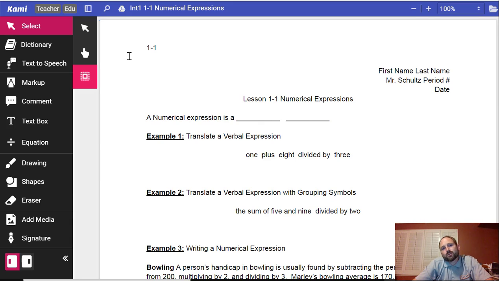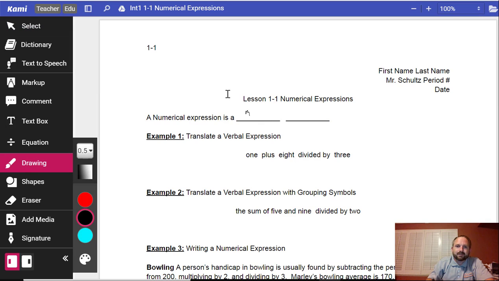So please write 1-1 in the top left-hand corner and your information in the top right-hand corner. Lesson 1-1, Numerical Expressions. A numerical expression is a math phrase. Now this could be anything from 4 plus 4 to 3 times 3 to 2 divided by 2. But the one thing we need to make sure is that there is no equal sign.